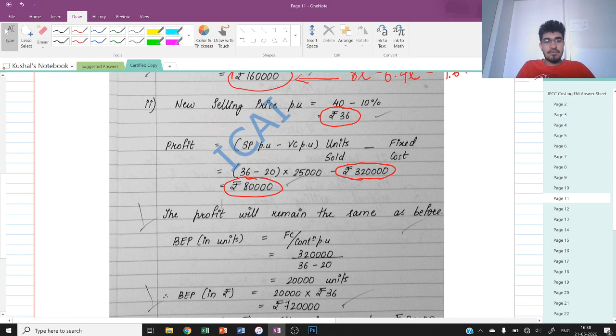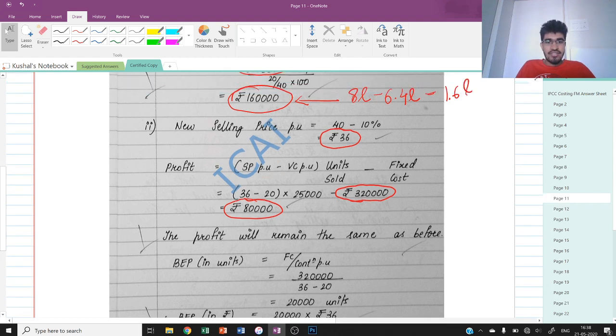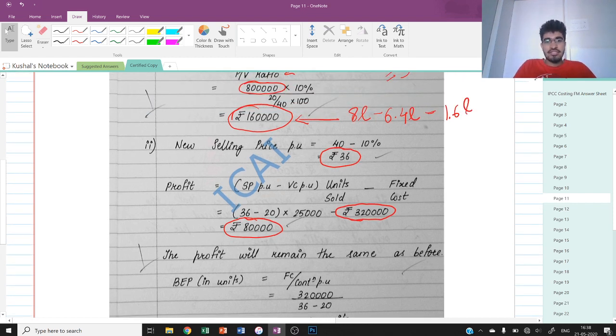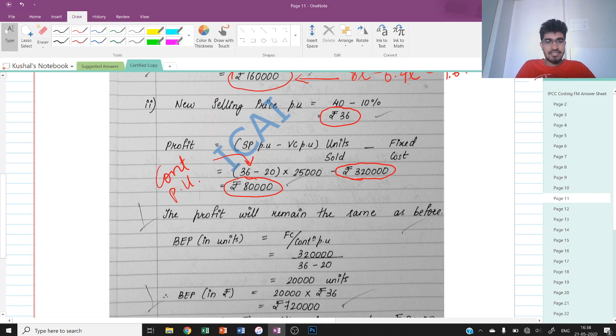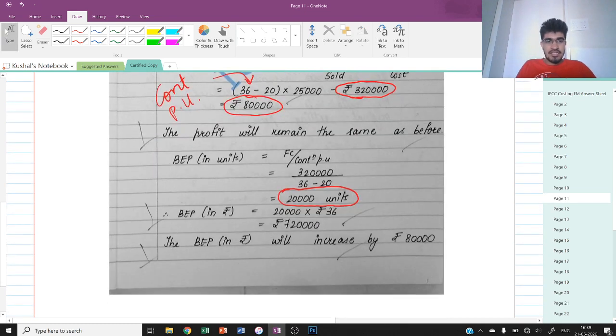Now we are required to compute the break-even point in units, which is fixed cost upon contribution per unit. Fixed cost is 3,20,000 whole upon contribution per unit, which is 36 minus 20, that is 16. Simply dividing 3,20,000 by 16 gives us 20,000 units. Multiply 20,000 units by the selling price per unit of rupees 36 to get the total break-even point in rupees. The break-even point in rupees will therefore increase by rupees 80,000.